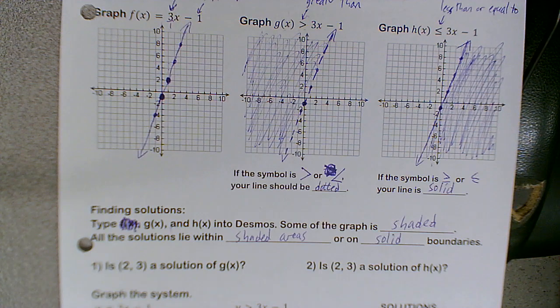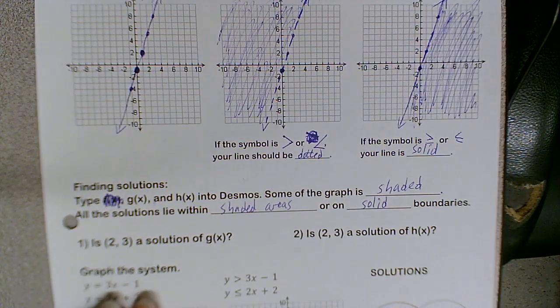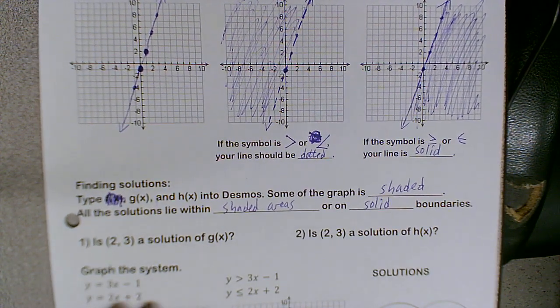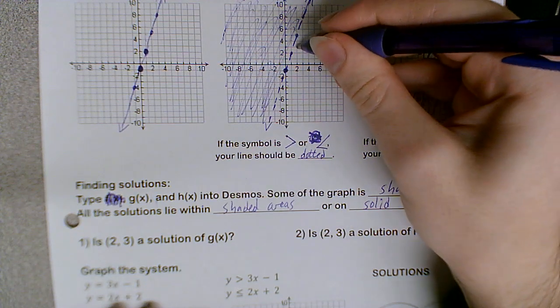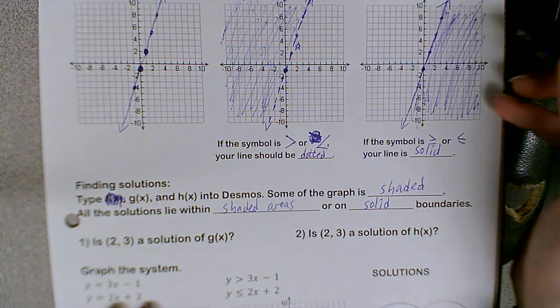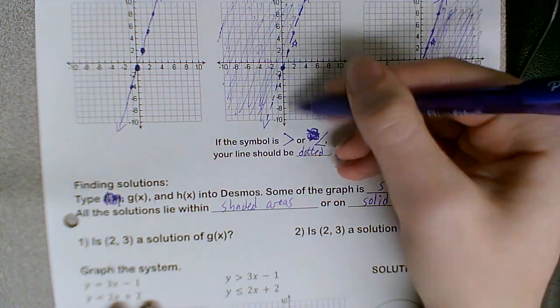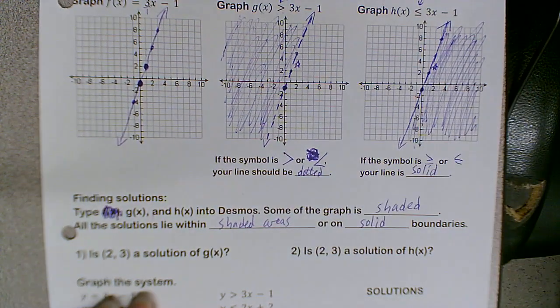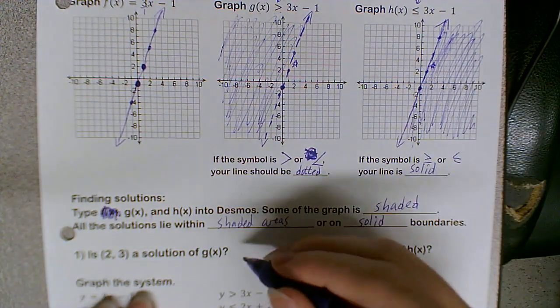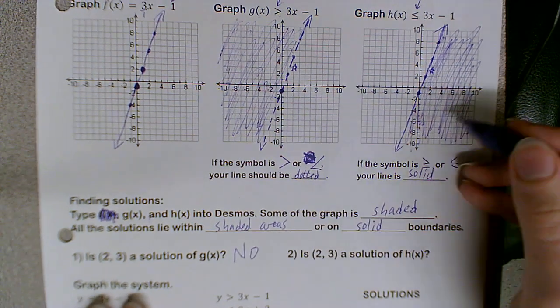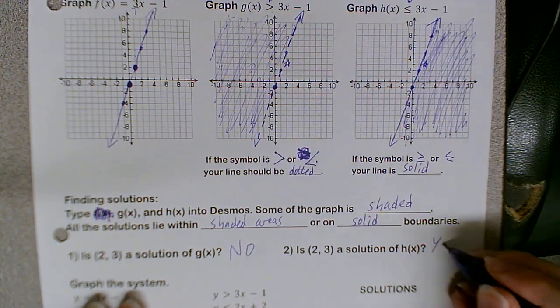Okay, so hopefully you've done that already. If not, please pause the video and do this yourself. Okay, so 2 comma 3. 2 comma 3 is right here. That's this point right here. And you can see that it is actually in my not shaded area here in the first graph, so it is not a solution of g of x, but it is in the shaded area of h of x.